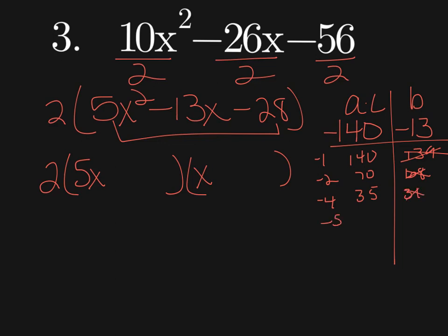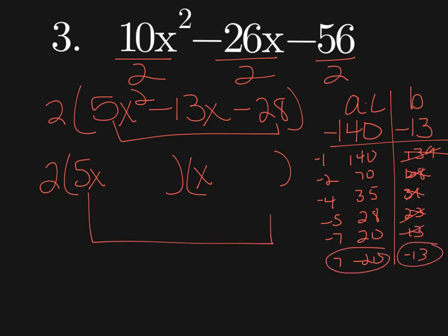So 5 will go into 140 28 times. That gives me 23. I'm getting closer, but not there yet. I don't think 6 will go in, and I'm just using the calculator and trying it. 7 will. So negative 7 and 20 gives me 13. But I want a negative 13, so I'm going to switch my signs. So that's going to be my answer.